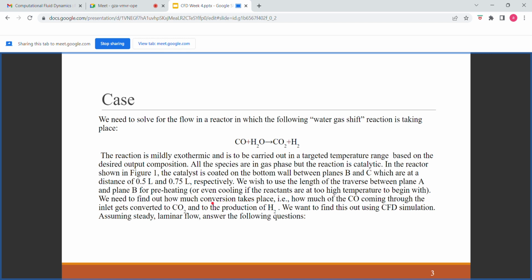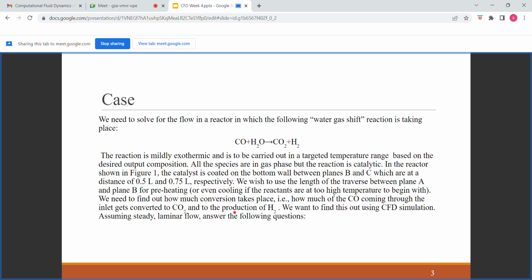We need to find out how much conversion takes place, that is, how much of the carbon monoxide coming through the inlet gets converted to carbon dioxide and to the production of hydrogen. We want to find this out using CFD simulation. Assume steady laminar flow and answer the following questions.